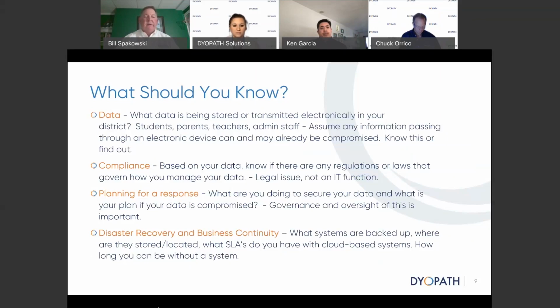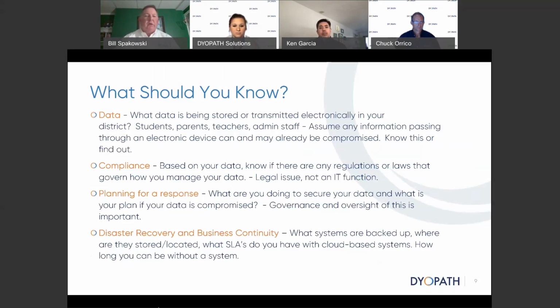And then lastly, disaster recovery and business continuity. Where are your systems backed up? How are they being backed up? Where is it stored? Do you have SLAs if you're using cloud-based systems? And more importantly about where it's stored, if there is a breach, how fast do you need it back online? When we talk about business continuity, that's really what we're talking about there.